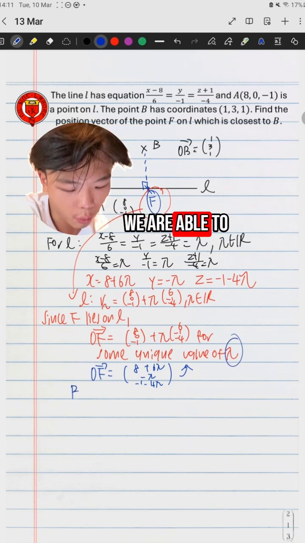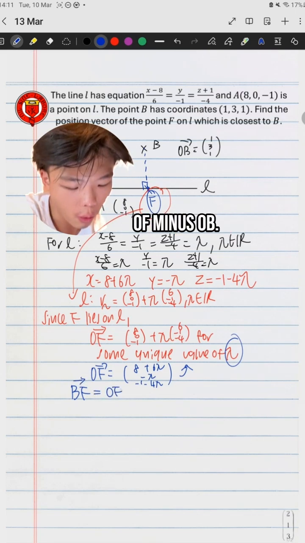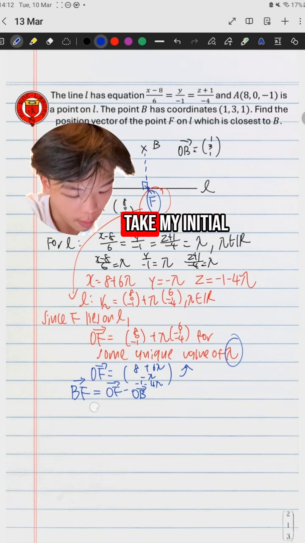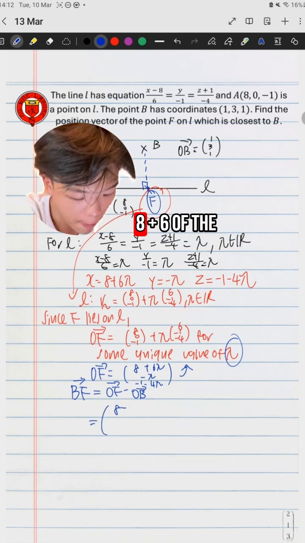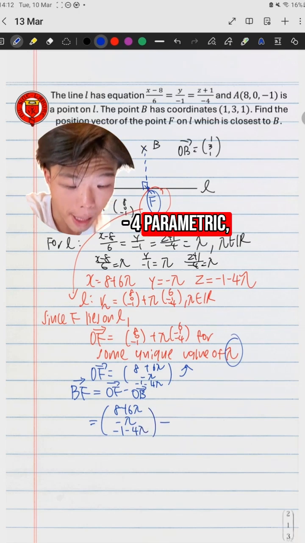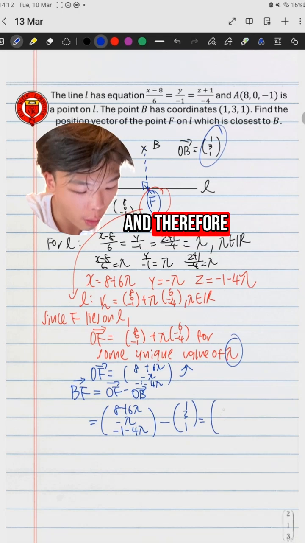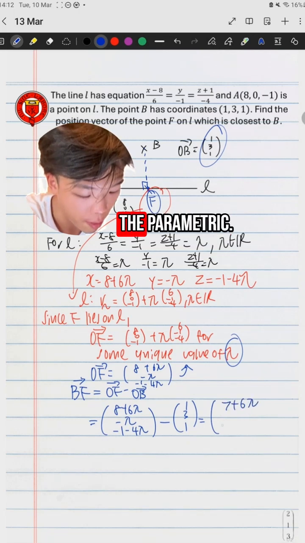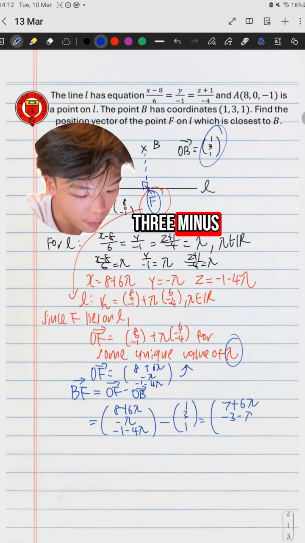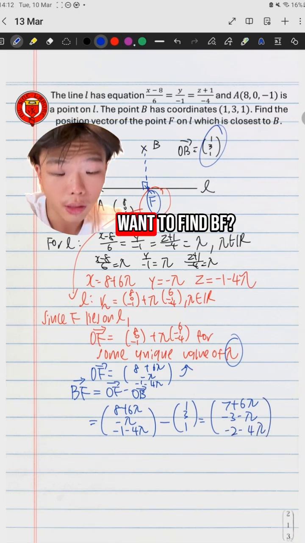And therefore, we are able to find BF in this case over here, right? BF would just be OF minus OB. And that would mean I would take my initial vector over here, which is (8 + 6 of the parametric, negative parametric, -1 - 4 parametric), minus OB, which is given as (1, 3, 1). And therefore, I'll end up with (7 + 6 of the parametric, -3 - parametric, and -2 - 4 of the parametric).